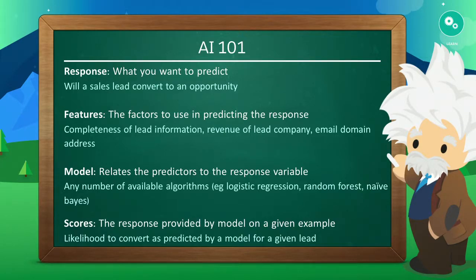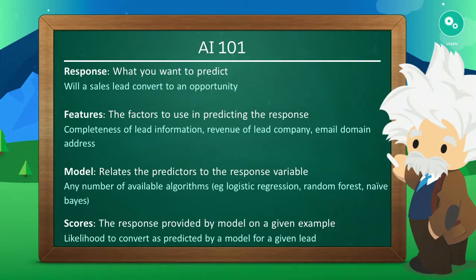We'll start off with response. So that's the thing that you want to predict. And here we'll be talking about a lead likely to convert. So if you have a list of leads that are in, which one is likely to convert? And that's the response that you're trying to predict. What we would want is for that to be fed back to our users so that they know what to go after.